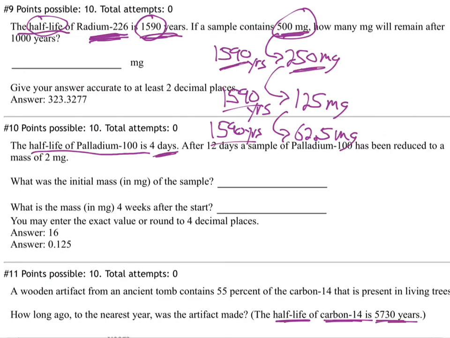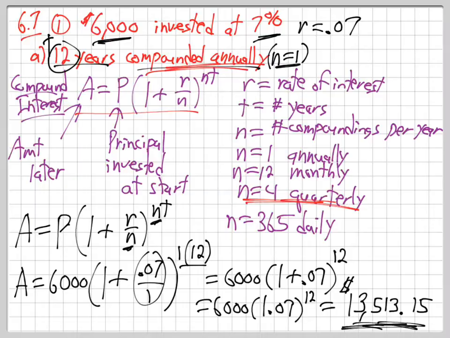So the half-life of the palladium is 4 days. After 12 days, a sample has been reduced to a mass of 2 milligrams. What was the initial mass? What is the mass 4 weeks after the start? Oh yeah, it just wants those two things. All right, let's get some fresh space and work on that. So number 10.